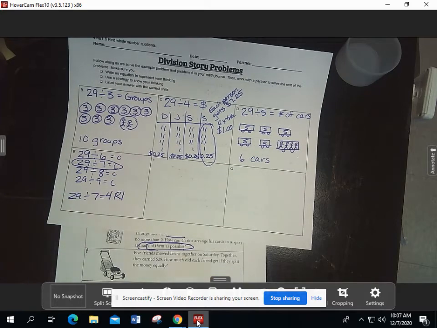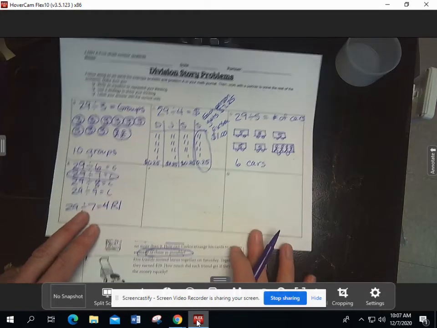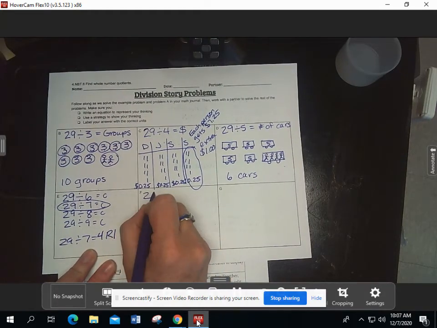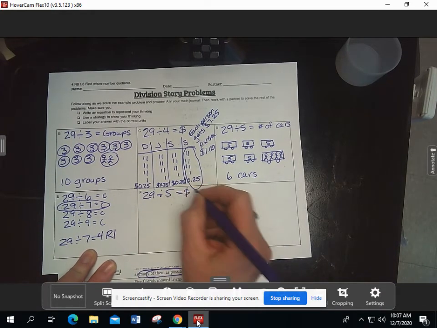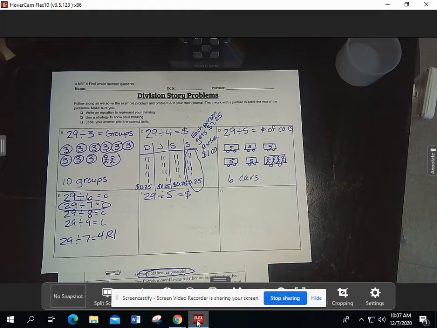Now we have 5 friends who mowed lawns together on Saturday. Together they earned $29. So 29 divided by 5 equals their money. How much money did each of the friends get if they split it up equally? Who has a picture they would like to volunteer?